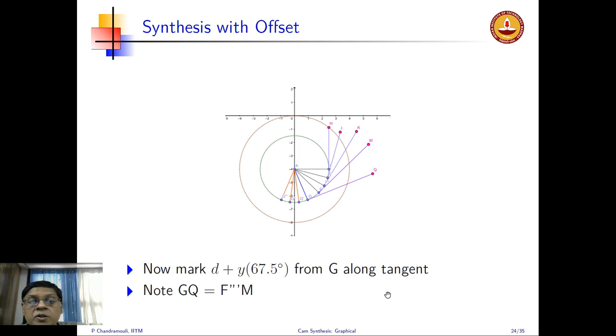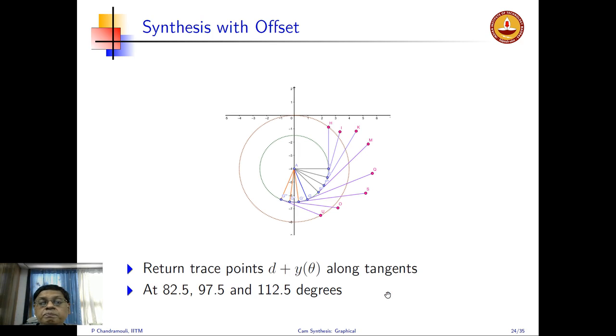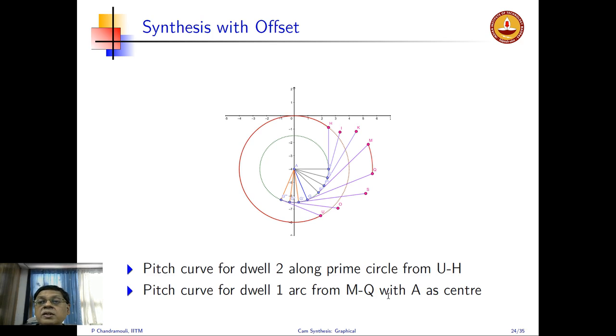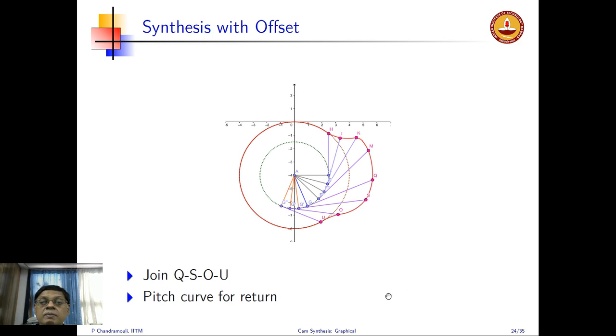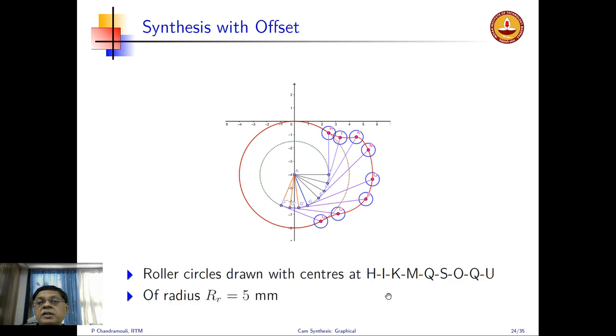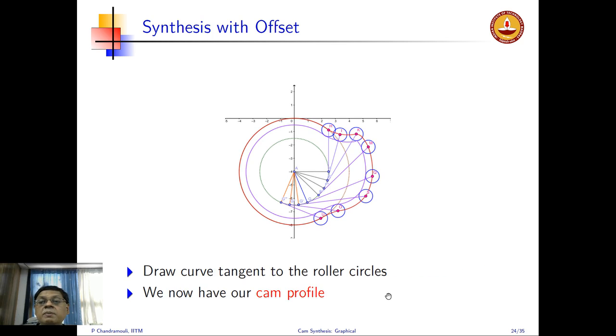Now Q is of course y at 67.5, and the return trace points are along those tangents. We again marked those things and got those points. Joined all of these, and we got the pitch curve, and drew the circles which we did in GeoGebra, and then drew the profile which is tangent to these circles. So we now have our cam profile for a roller follower with offset.